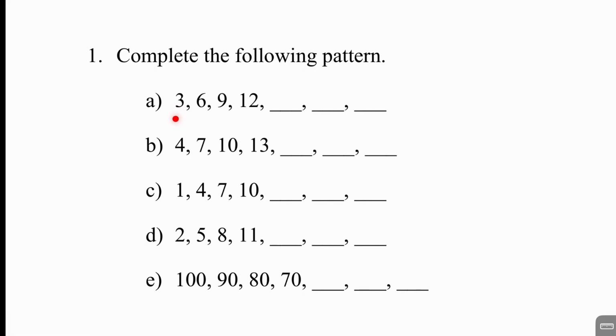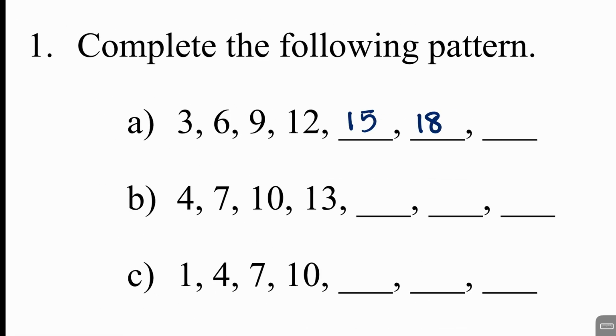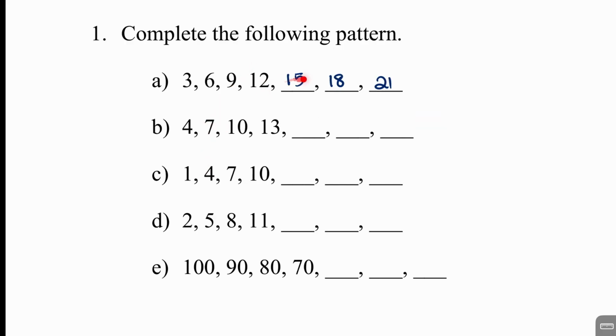Your first pattern is 3, 6, 9, 12. So how much does it increase? 3 plus 3 equals 6. 6 plus 3 equals 9, 9 plus 3 equals 12. So every time it increases by 3. So you can add the remaining terms: 15, 15 plus 3 is 18, 18 plus 3 is 21. The remaining patterns are similar to this.